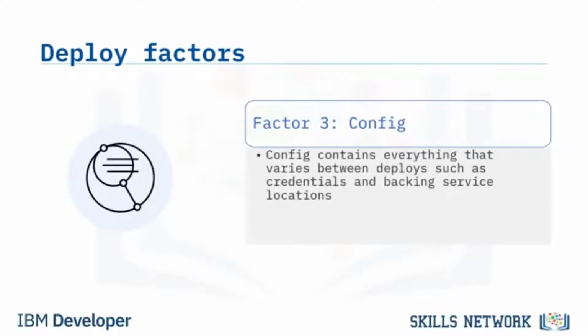Next is Factor 3, Config. The configuration is everything that can differ between deployments. Different databases are likely used in staging and production, so a developer should configure the credentials and the location of that database per deploy. Sometimes developers store configuration as constants in their code, but this should be avoided since configurations might differ among environments. Config should be strictly separate from code since code doesn't vary across deploys, but config does.